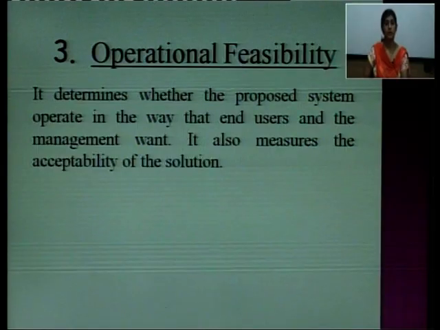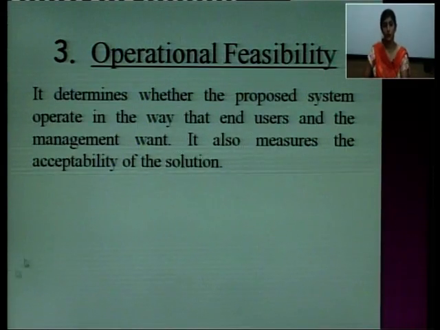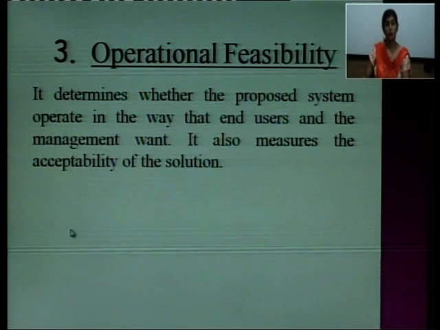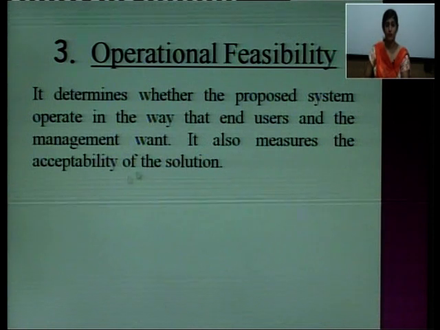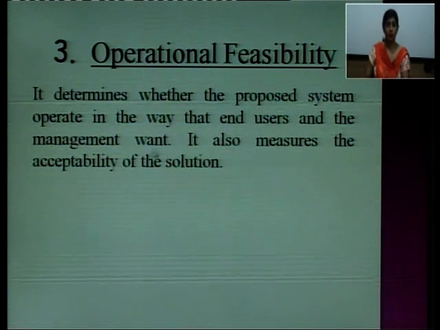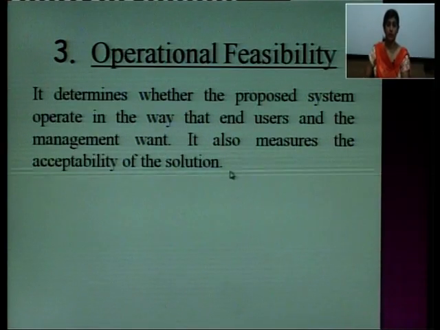Now, the operational feasibility. This was economical feasibility that we were doing. Now, this is operational feasibility. Operational feasibility determines whether the proposed system operates in the way that end users and the management want. It also measures the acceptability of the solutions.